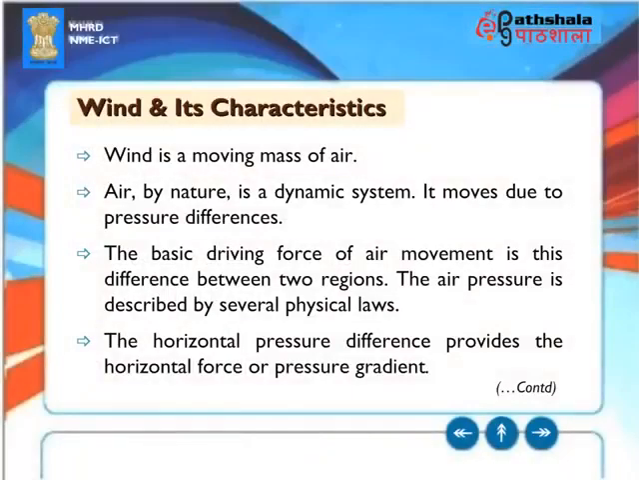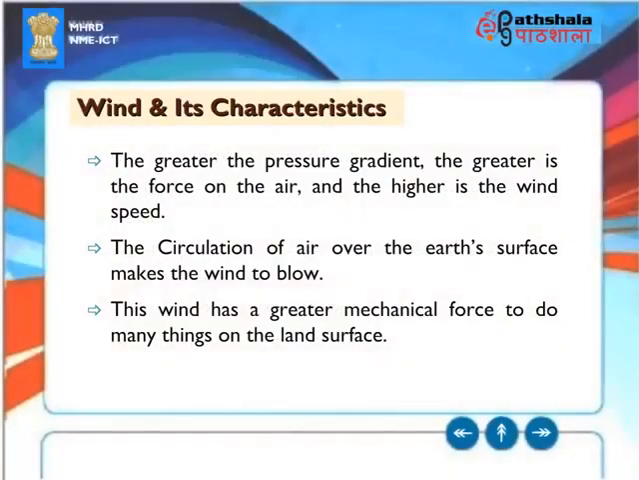Wind and its characteristics. Wind is a moving mass of air. Air, by nature, is a dynamic system. It moves due to pressure differences. The basic driving force of air movement is this difference between two regions. The air pressure is described by several physical laws. The horizontal pressure difference provides the horizontal force or pressure gradient. The greater the pressure gradient, the greater is the force on the air, and the higher is the wind speed. The circulation of air over the Earth's surface makes the wind blow. This wind has a greater mechanical force to do many things on the land surface.